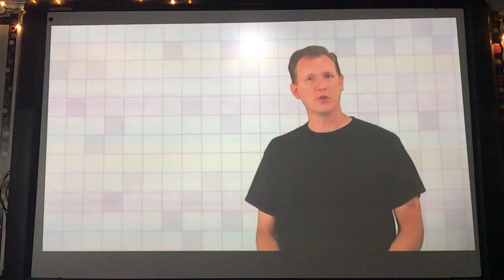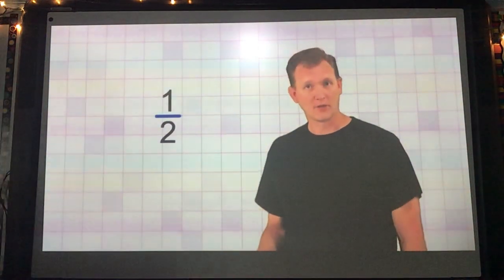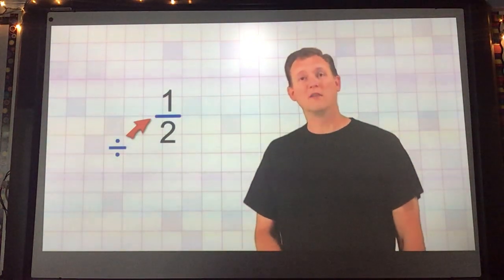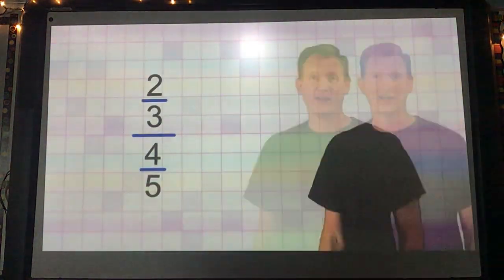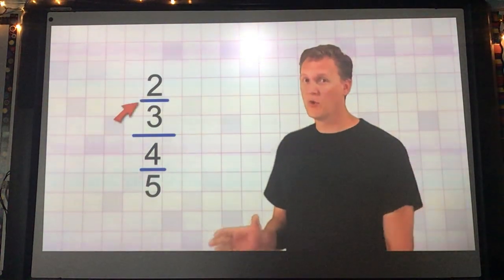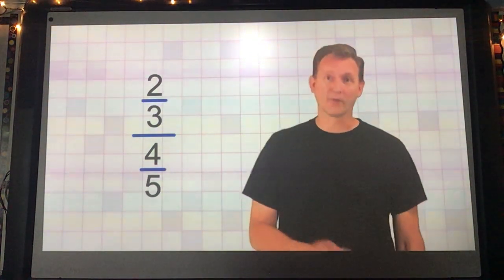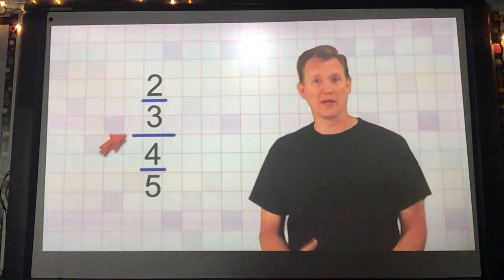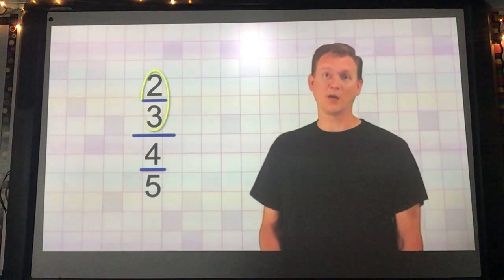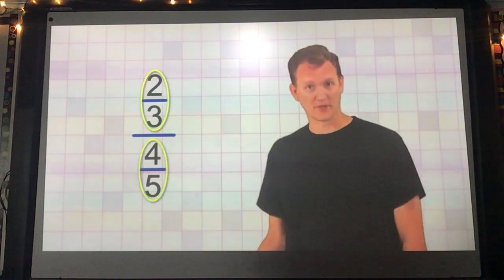But there's one more thing I want to show you. You already know that the line between the top and bottom number of a fraction is just another form of the division symbol. Well, that means you'll sometimes see fraction division problems written like this. This shows the top fraction, 2 over 3, being divided by the bottom fraction, 4 over 5. It's really just that we have a fraction made up from other fractions. The top number is a fraction, and the bottom number is a fraction.